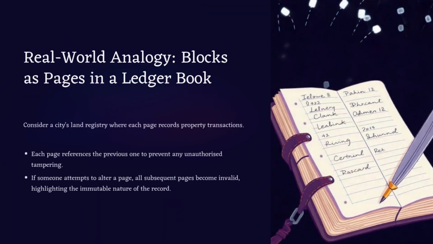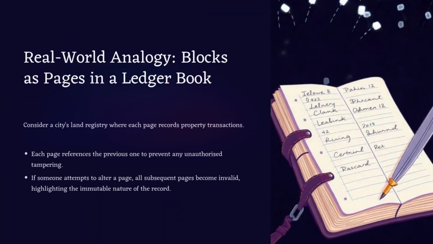Here's a simple analogy. Think of a city's land registry book. Each page records property transactions, and every page references the one before it. If someone tries to change one page, all the following pages become invalid. That's exactly how blockchain prevents tampering.